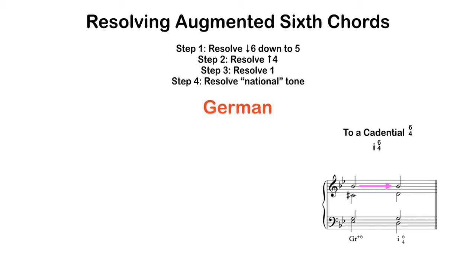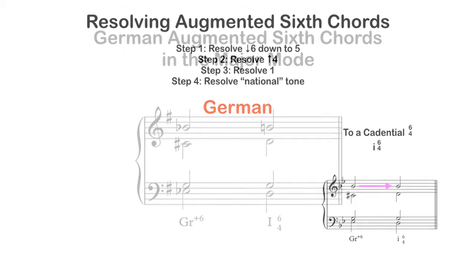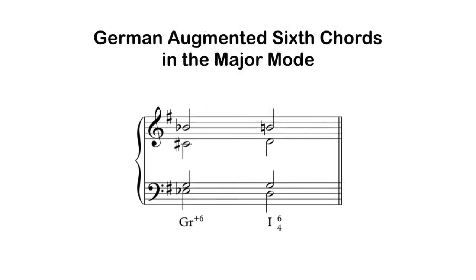Now, there is a special circumstance that happens with the German augmented sixth. That is, if we are going to resolve it to major, everything is still going to be resolving the same way. Flat 6, sharp 4, flat 3, and 1 is going to go to a 1-6-4 chord, but in this case, since we're in major, our 1-6-4 is a major 1-6-4.